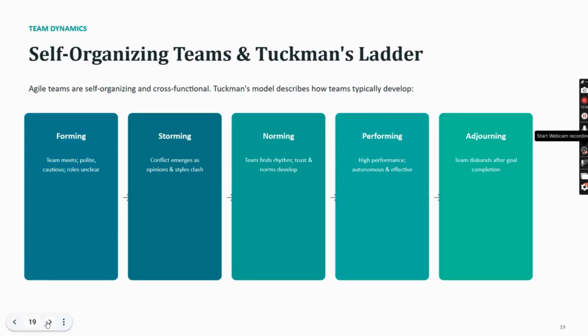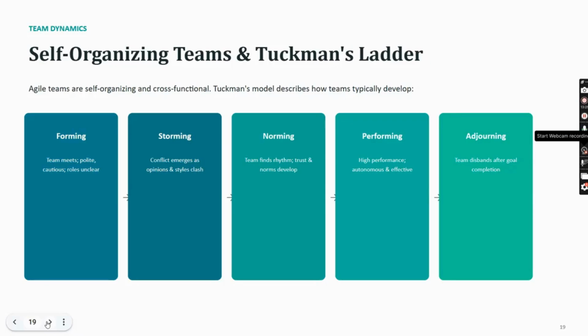Then self-organizing teams and Tuckman's ladder. This is most important in PMP. Please mark it down. Forming, storming, norming, performing, and adjourning. First, the team meets, polite, cautious, roles unclear. Storming, conflicts emerge as opinions and styles clash. Then norming, the team finds rhythm, trust, and norms develop. Performing, high performance, autonomous, and effective. Then adjourning, the team disbands after a goal completion. So this Tuckman's ladder is most important.